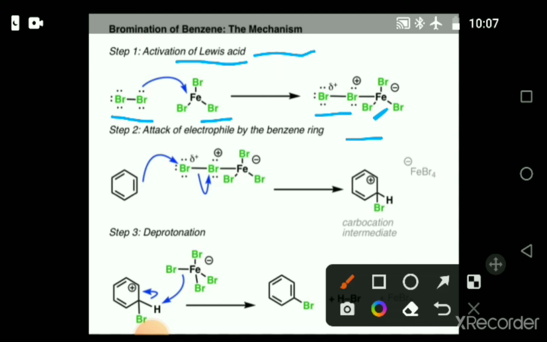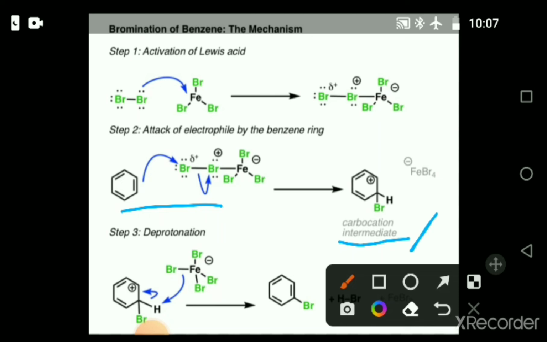Coming to the second step, the formation of a carbocation. Here, the electrophile is attacked by the benzene ring. In the first step, the electrophile is formed, then it goes and attaches to the benzene ring. So it forms the carbocation. Carbocation formation is also called the intermediate step.